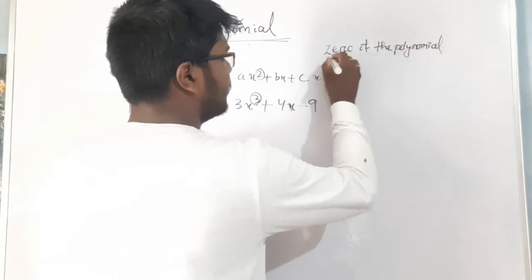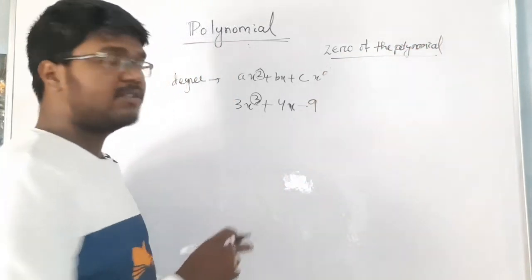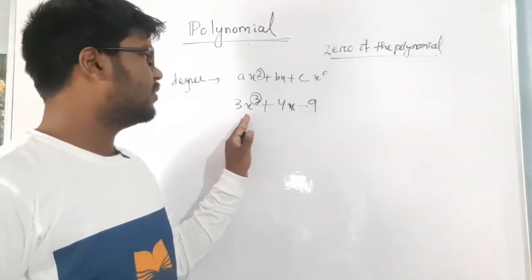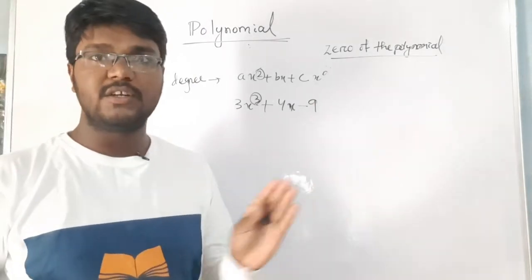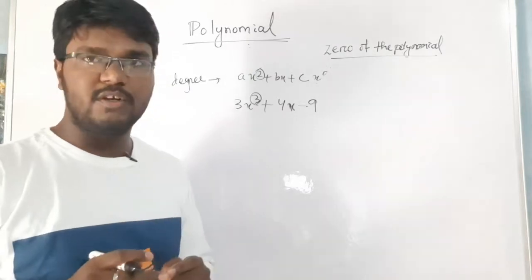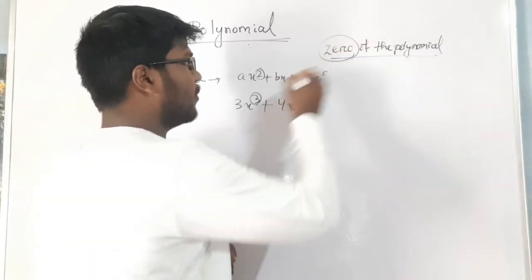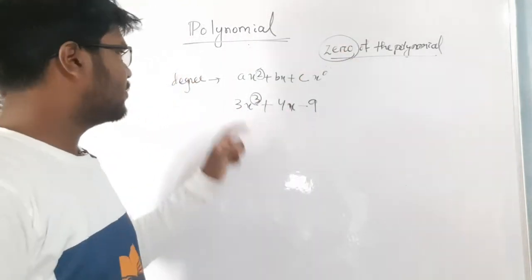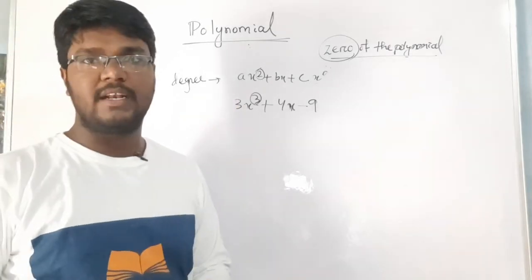Zero of the polynomial means it's a solution. That means whatever value of x satisfies this equation will be known as a zero of the polynomial. So the number of zeros is equal to the degree of the polynomial.